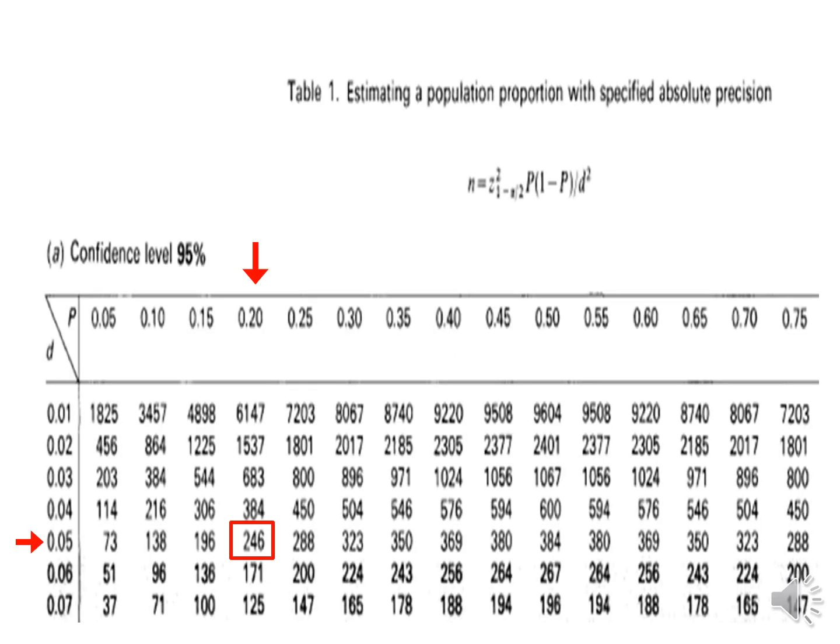Using tables of Lemeshow, specifically on estimating a population proportion with specified absolute precision and specifying a confidence level of 95%, you have here for your columns the proportion. Since 0.184 is nearer to 0.20, then we will use this particular column. Then D is the desired precision, which is 0.05. The intersection of the column 0.20 and the row 0.05 gives us a sample size of 246.